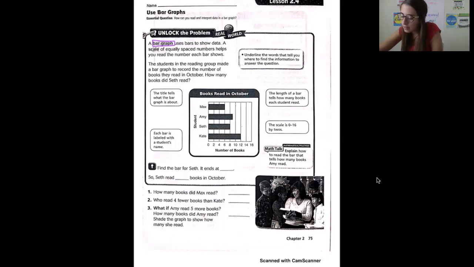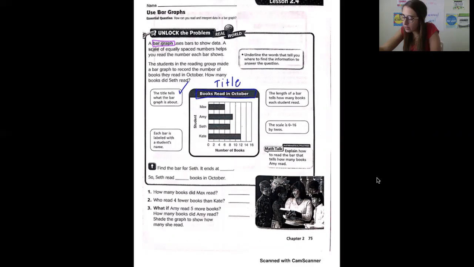Let's look up here. It says, the title tells us what the bar graph is going to be about. So right here is the title of my bar graph, and the title is Books Read in October. Okay, so I found my title. And a title is important because it's going to tell us what our bar graph is going to be about. It's the data we want to know.